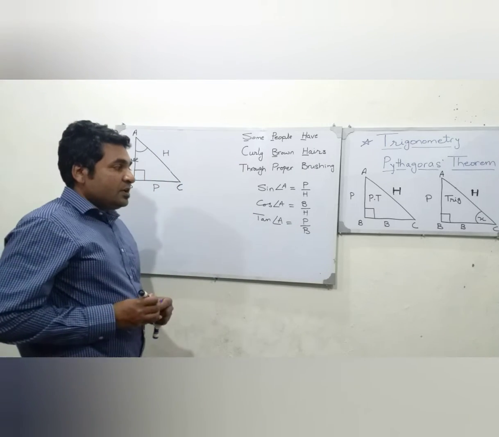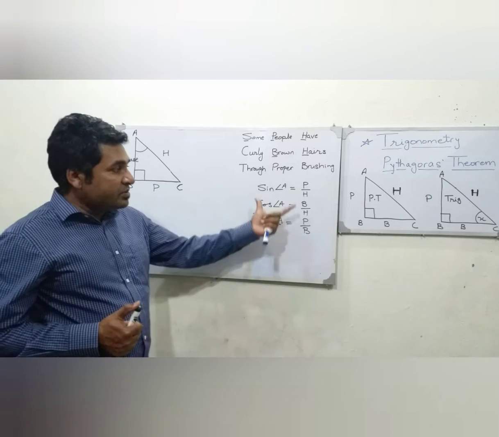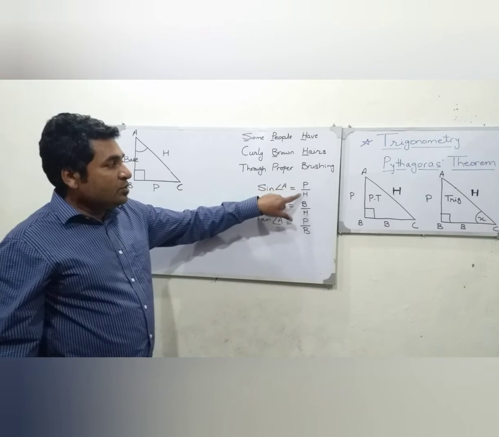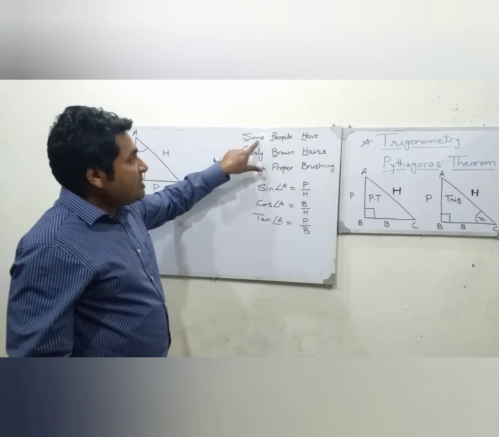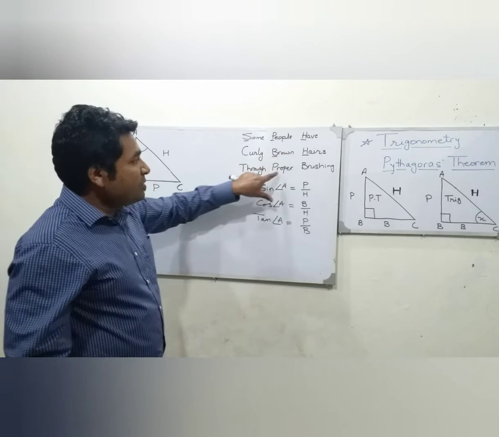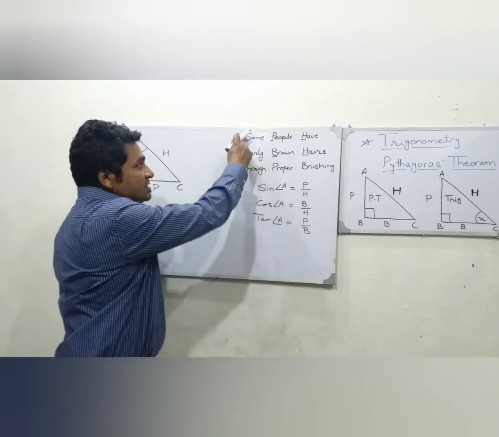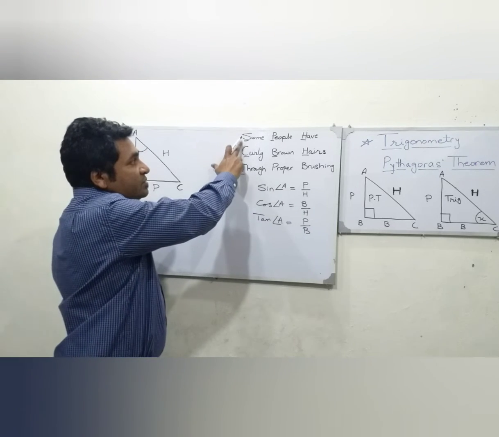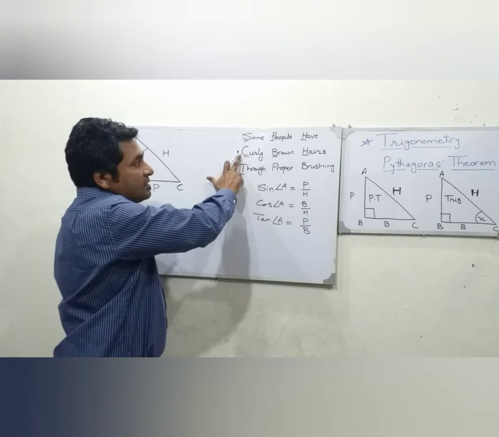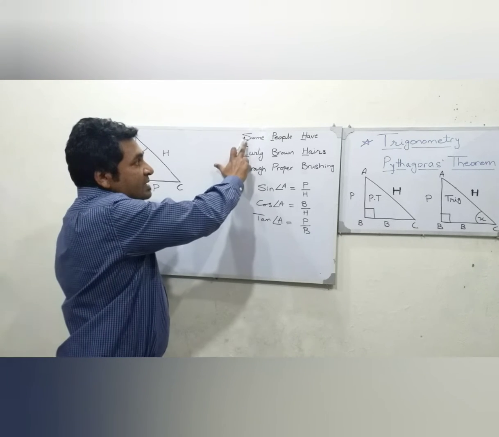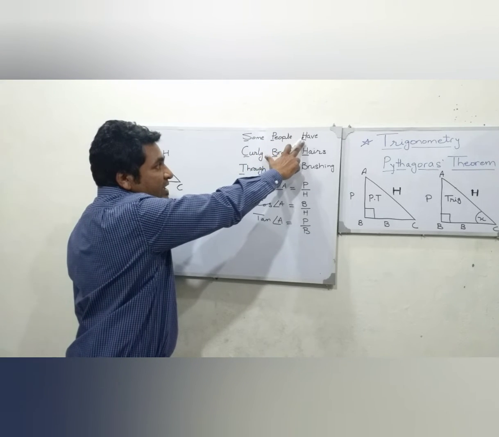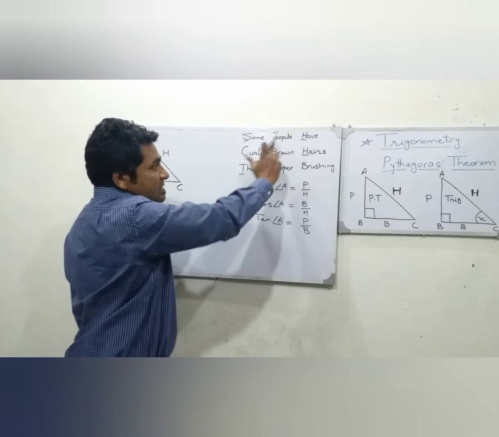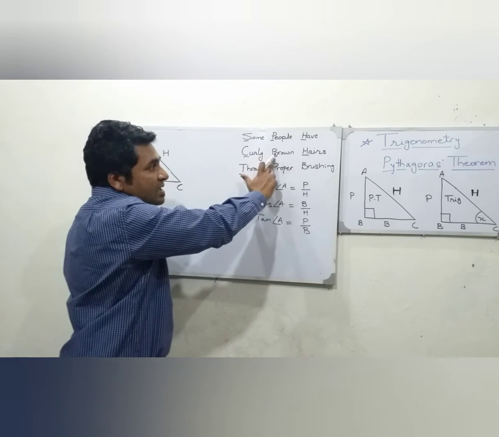I hope you have learned this, and you will never forget the names of the ratios. Perpendicular over hypotenuse. Some people have curly brown hairs through proper brushing. The first letters I have written in uppercase: Some, S; curly, C; through, T; people, P; have, H. So some people have sine, perpendicular, hypotenuse. Cos is equal to base over hypotenuse.